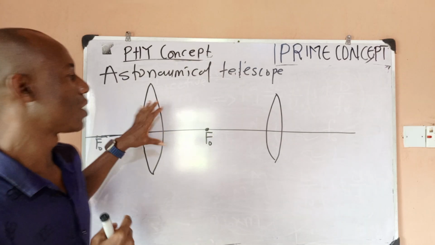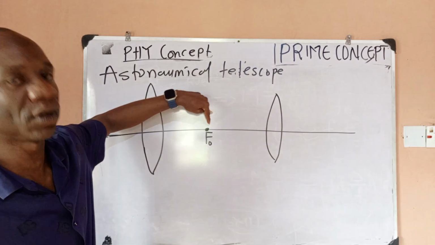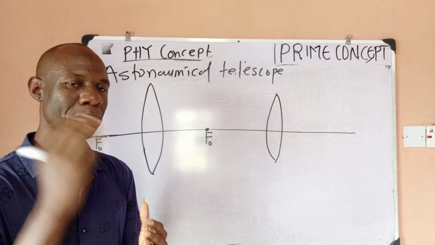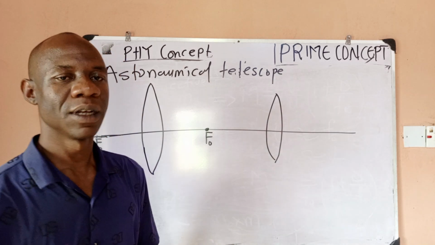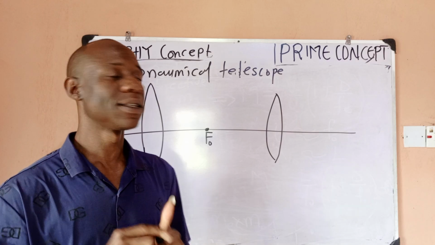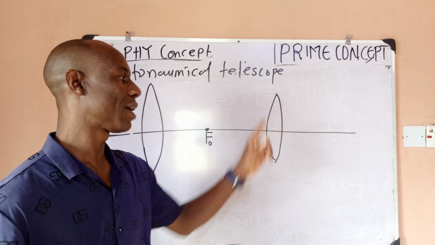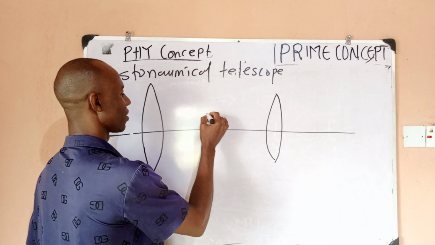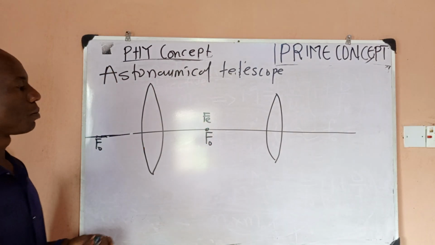When the focal points of the objective and eyepiece lens coincide, that is to say they are at the same point, then we say that the telescope is used under normal adjustment. You should note this down: an astronomical telescope is used under normal adjustment when the focal point of the objective lens coincides with the focal point of the eyepiece lens. That is to say they are at the same point. So this is going to be my Fe. Both of them are located at the same point.